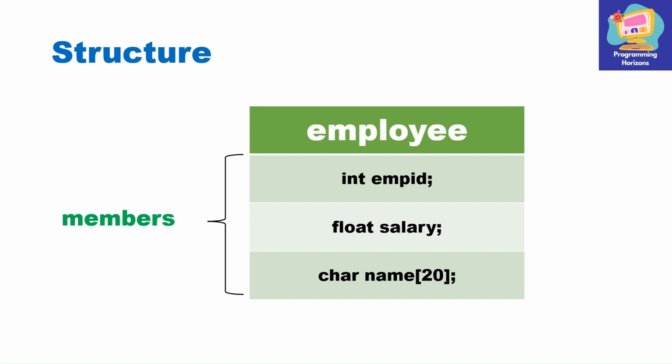On the other hand, in case of a structure, we have elements of different data types grouped together under a common name. So as seen in this example, we have a structure called employee. This is a user-defined structure which consists of three different variables. One is empid, which is of integer type. Second is salary, which is floating point type. And third is name, which is character array type. And all of these entities or variables which belong to a structure are called the members of a structure.